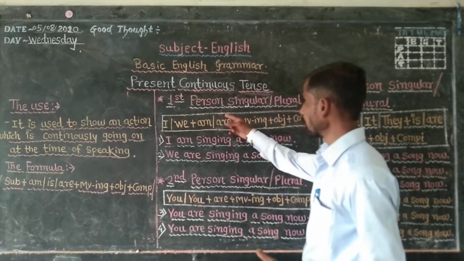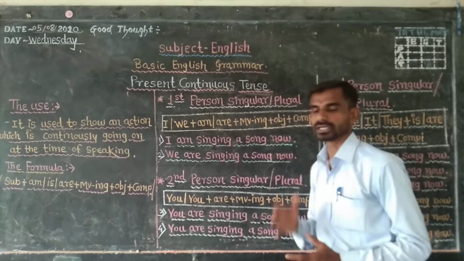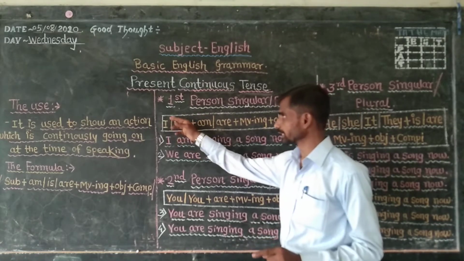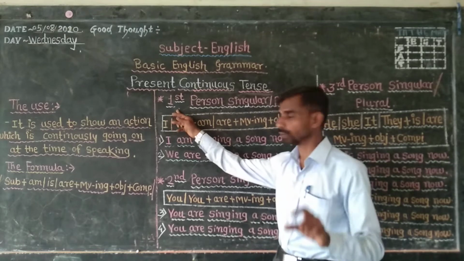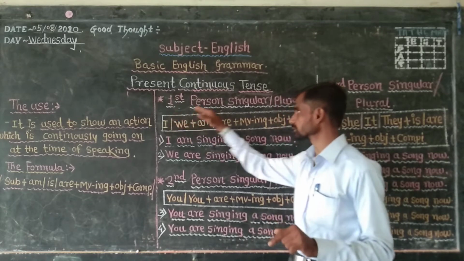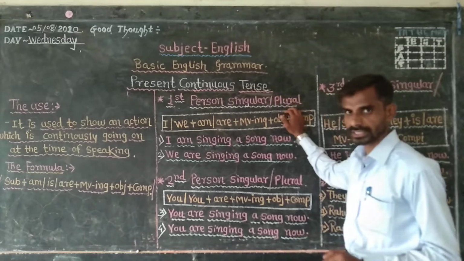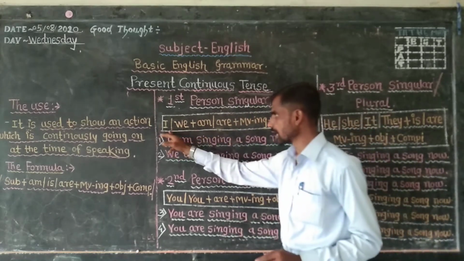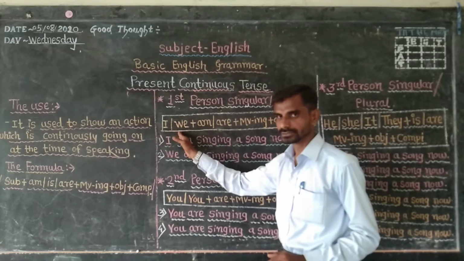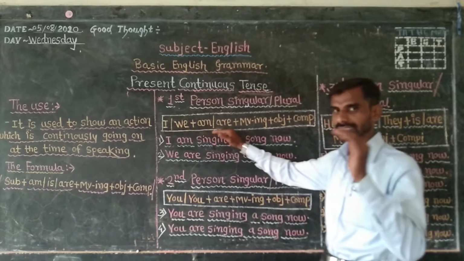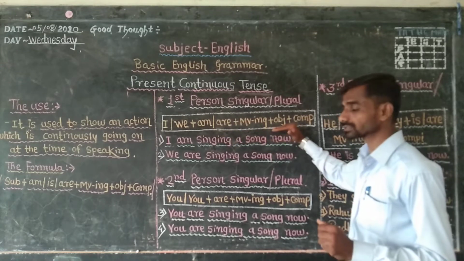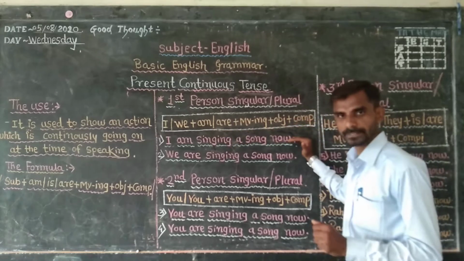Let us see about first person singular as well as plural. In case of the subject or the pronoun which are in first person singular and plural case, the formula we have to apply is I slash we plus am slash are plus main verb ing plus object plus complement.